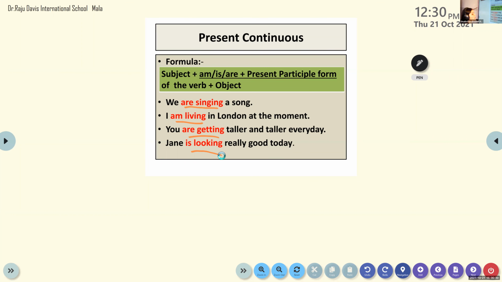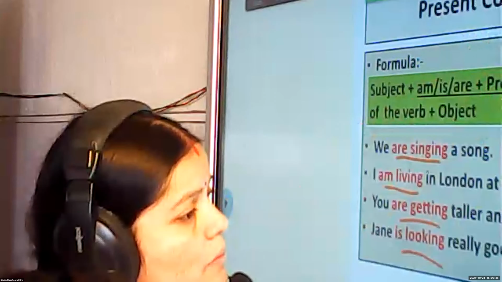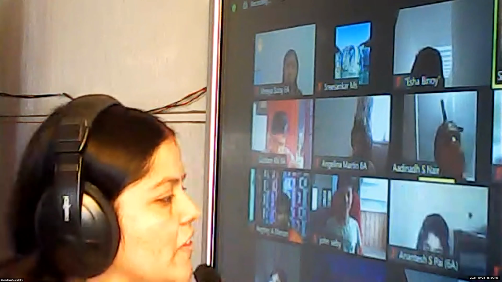Adinath, can you give me one example? You can write all these examples. Please note down these examples. Ma'am, can I say? Adinath, yes. They are playing football. So your finite verb? Are playing.